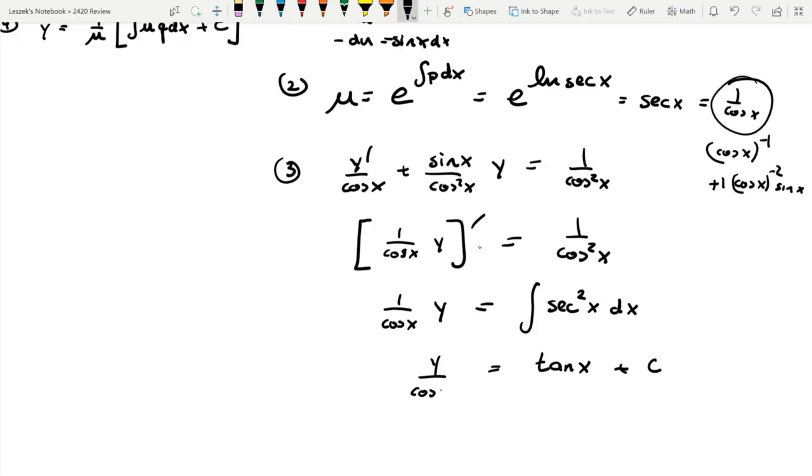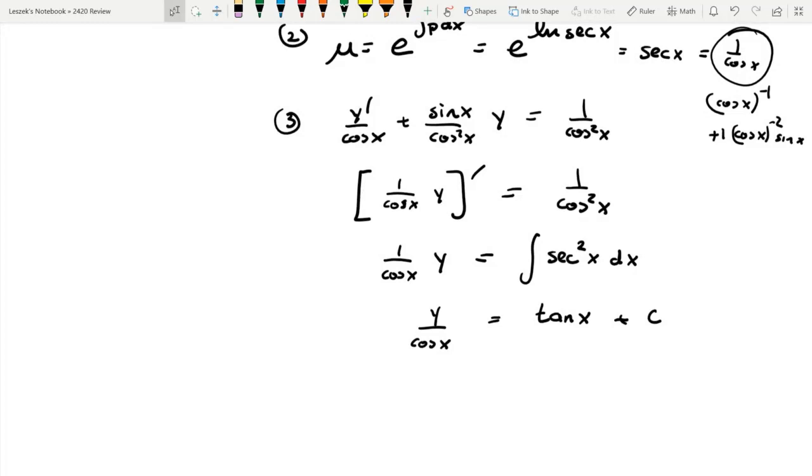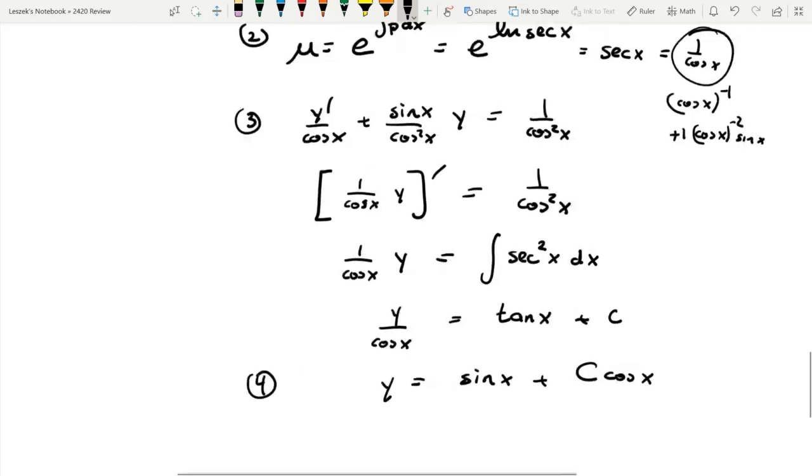So finally, divide by the integrating factor. In this case, I guess we just multiply by cosine x on both sides. Pretty simple. So that's your general solution.